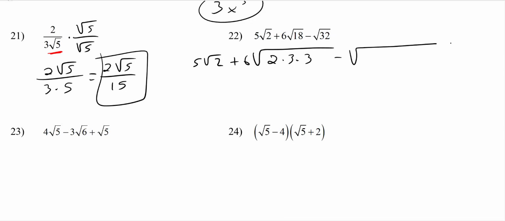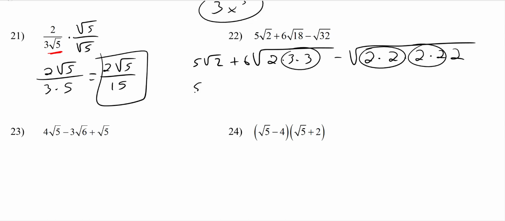Minus the square root of 32. If I simplify that, divide by 2 is 16. Divide by 2 is 8. Divide by 2 is 4. And then that's 2 and 2. So that is 32 split up as much as possible. And so let's pull stuff out. It's got 2 3's, 2 2's, and 2 2's here. So you get 5 root 2 plus, if I pull a 3 out, 6 times 3 is 18. And I pull 2 2's out, so that's 4, minus 4 root 2. They're all the same now. That's pretty sweet. So think about it logically. Don't do anything goofy.